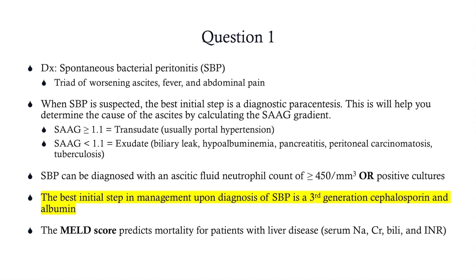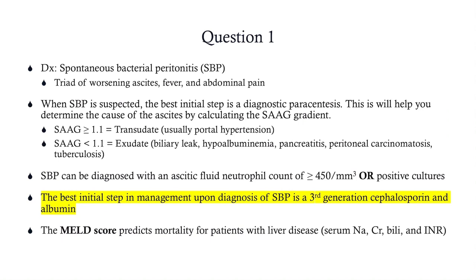When SBP is suspected, the best initial step is a diagnostic paracentesis. That could be a question. So if it didn't say that we did a diagnostic paracentesis, we didn't have those numbers from the acidic fluid, then that would be your best first step. And the USMLE may confuse you by saying diagnostic paracentesis and large volume paracentesis. Make sure you are going for the diagnostic paracentesis because we need to know the etiology of this ascites because there are multiple etiologies.